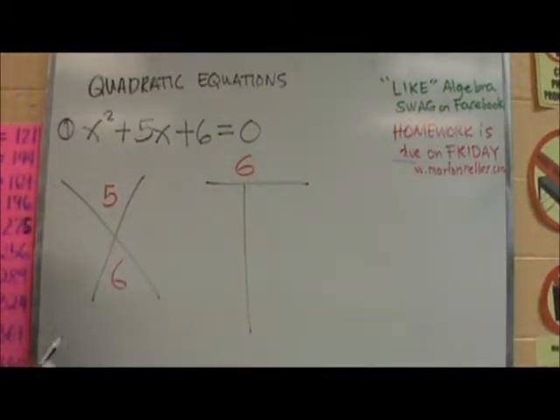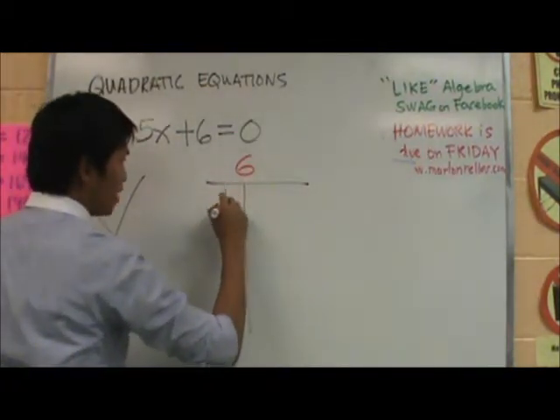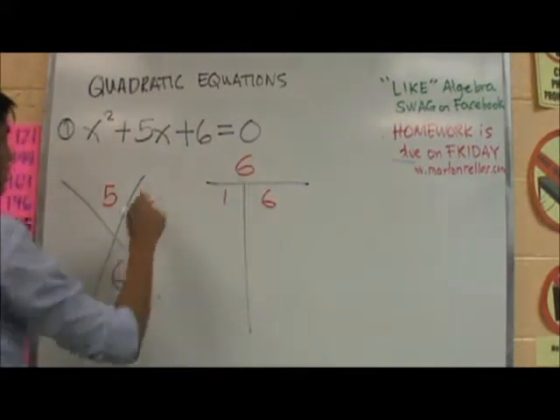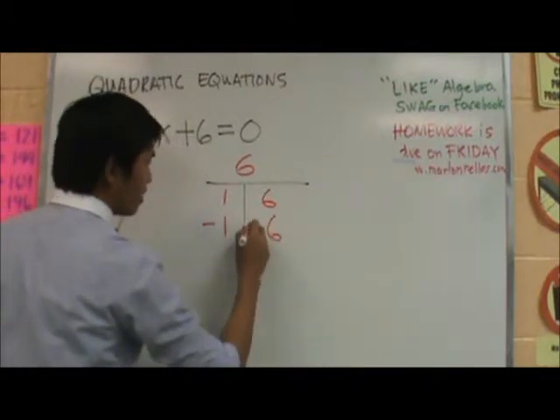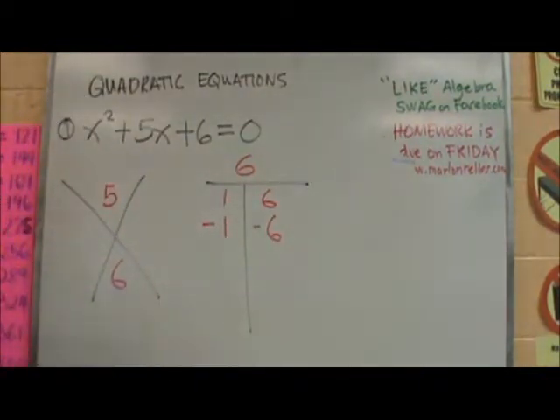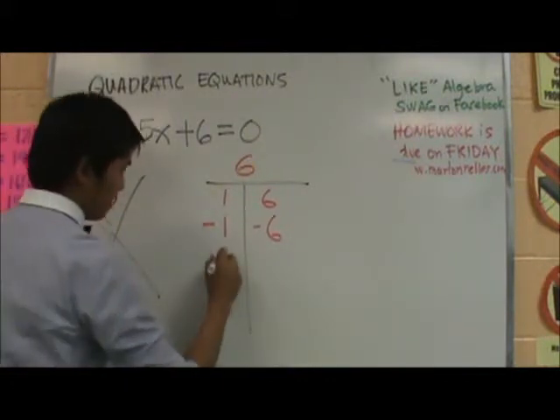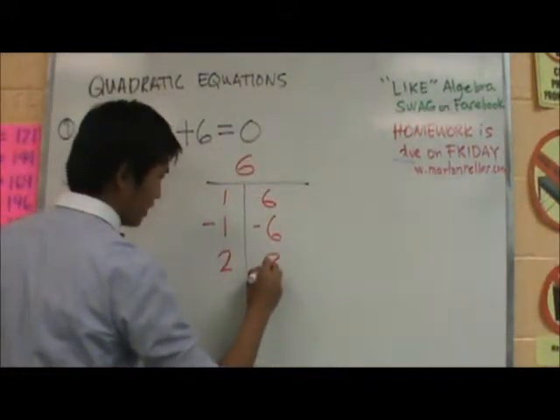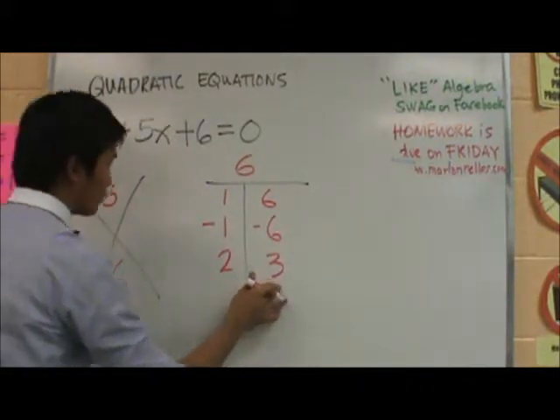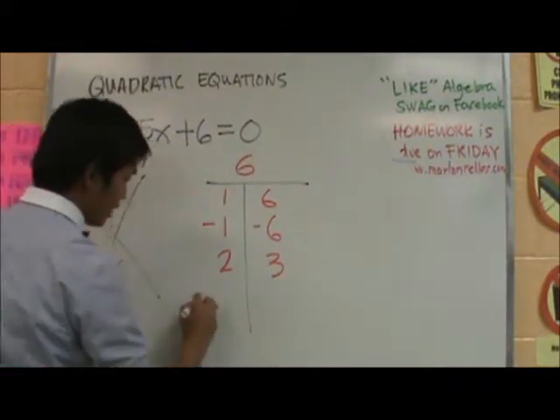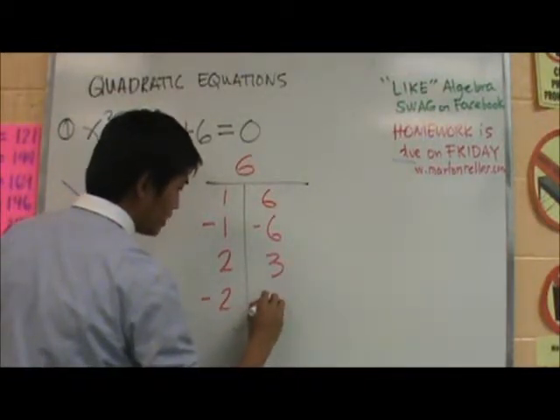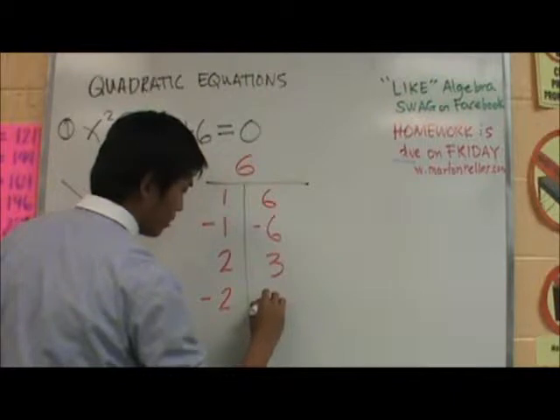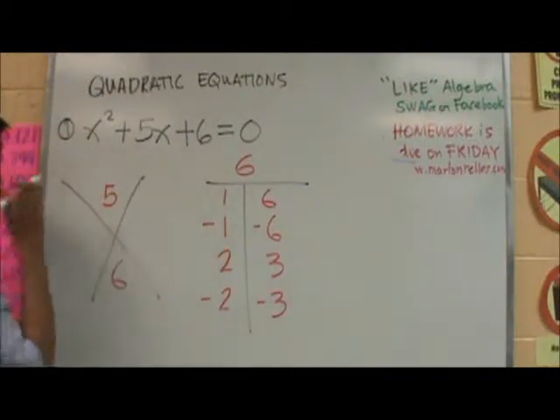Now, the factors of 6 are 1 and 6. Obviously, 1 times 6 equals 6. But you have to remember, negative times negative will give you a positive 6 also. Negative 1 times negative 6 will give you positive 6. And of course, we have 3 and 2. 2 times 3 is going to give you 6. And again, negative times negative is positive, so negative 2 and negative 3 are also the factors of positive 6.